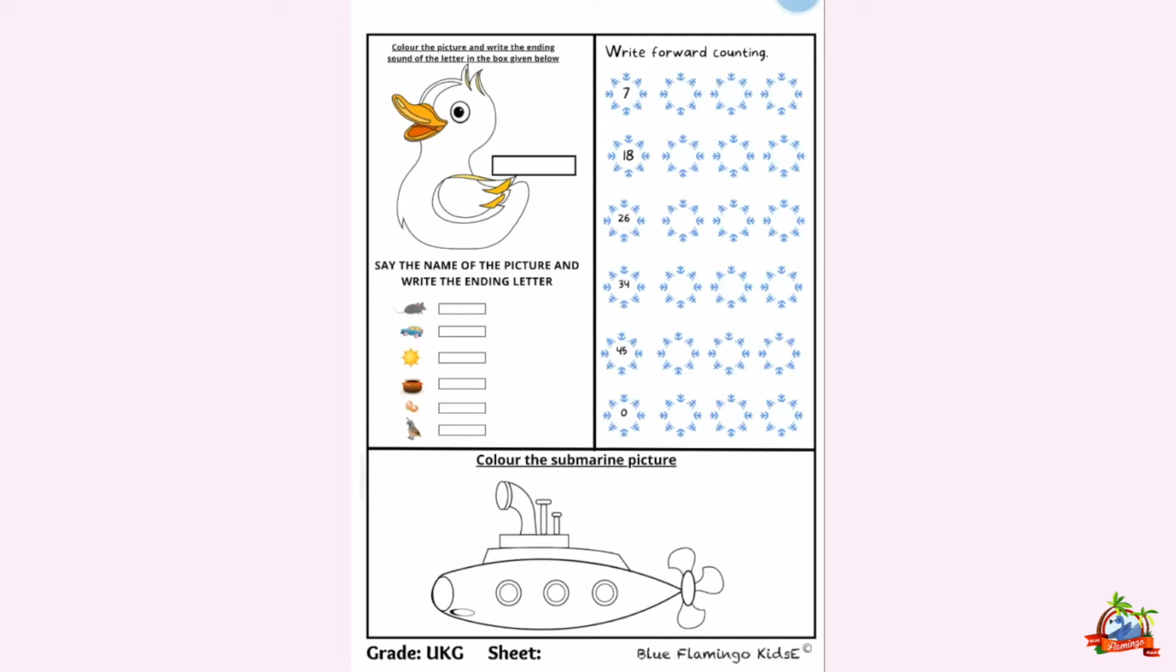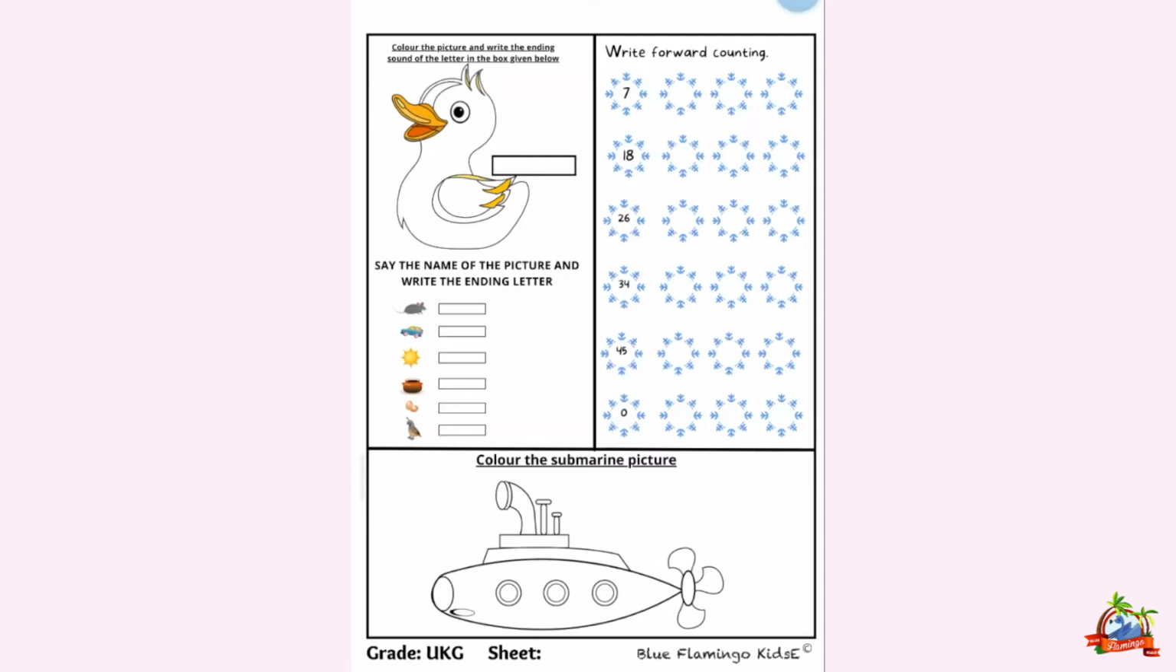First picture is of rat. R A T. Rat. R A T. Rat. The ending letter is T. So we will write T in the box. Box में हम T write करेंगे.